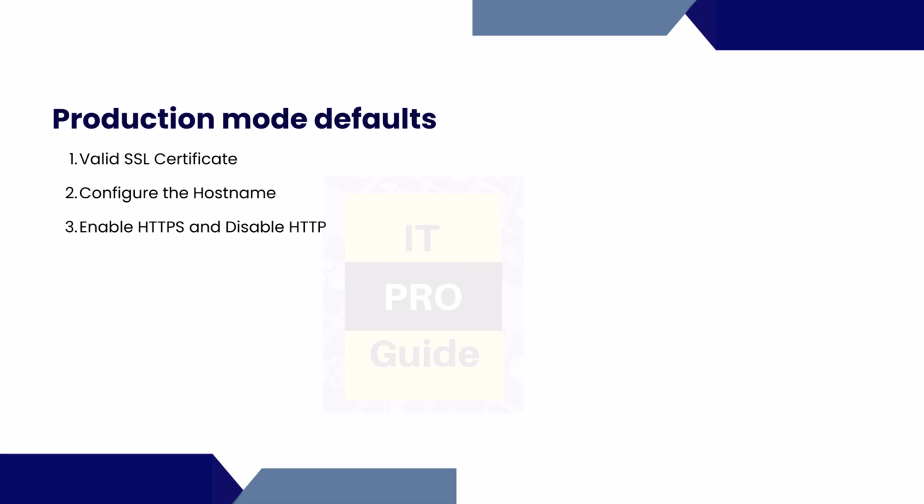The first one is you need to have a valid SSL certificate. The one we generated in the previous video is enough as we are learning. But going to production mode, you need a proper SSL certificate which is signed by the right root authorities, like a certificate from GoDaddy or some other certificate providers.